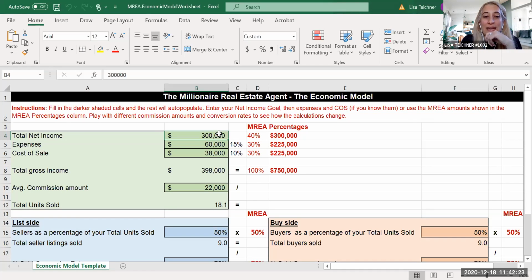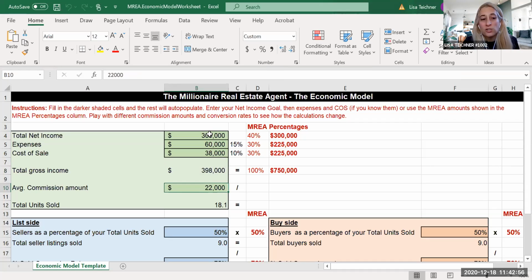So you have a total net income. This is basically what you want to take home, what you want your checks to be after your expenses in your business and your cost of sale, which is your splits with the brokerage, okay? And then it's going to tell you the total gross income you need to earn based on your expenses and your cost of sales. And then you're going to pick an average commission amount based on what you think your price point is and how many units you need to sell.